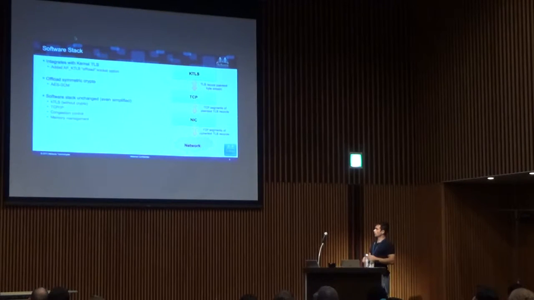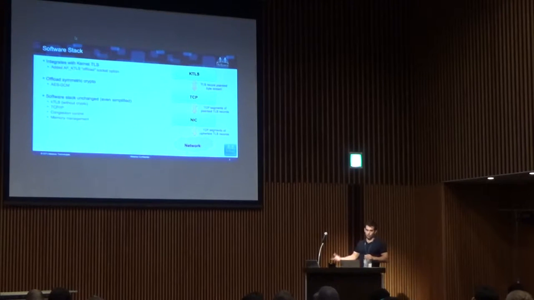So how is this modified when we add the crypto offload to our kernel? So first of all, our approach integrates with the KTLS. So we added another socket option for offload. And once this is specified, then all the crypto state is passed to the hardware.